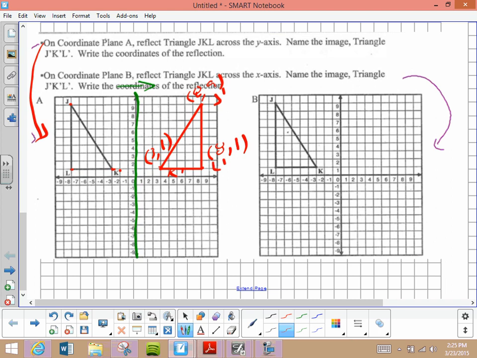For the next one, you're reflecting it across the x-axis. So you're reflecting it across this guy right here. And again, you count the distance from the axis. So K is 1 away, so it should be 1 away over here, K prime. And then L is 1 away, so it should be over there, L prime. And this is 9 away, so it should be 9 away. Not 9 prime, J prime. And now we connect those little dots.